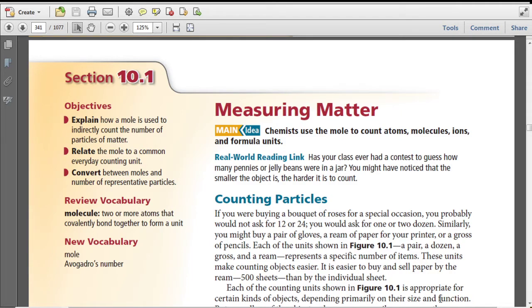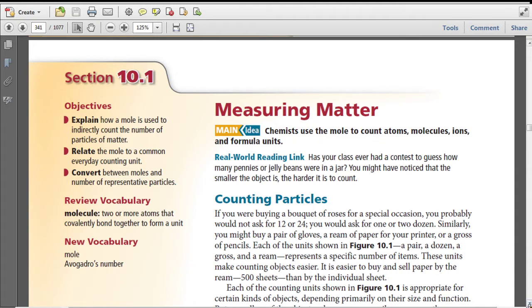Section 10.1, Measuring Matter. The objectives of this lesson are to explain how a mole is used to indirectly count the number of particles of matter, relate the mole to a common everyday counting unit, and convert between moles and number of representative particles. Some vocabulary review will be the molecule, and some new vocabulary we'll come across is mole and Avogadro's number.